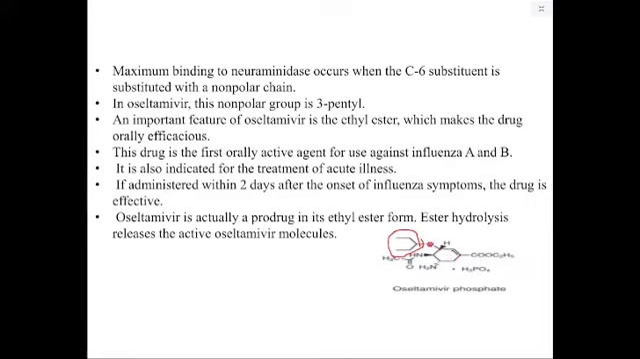The 3-pentyl group. This carbon-6 is substituted with the non-polar chain. If this is 6, that means we are starting counting from here. For us to get this as 6: 1, 2, 3, 4, 5, 6. So if we are looking at the carbon-6 substituent, that means we are counting from here and giving this carbon-1, carbon-2, carbon-3, carbon-4, carbon-5, carbon-6.